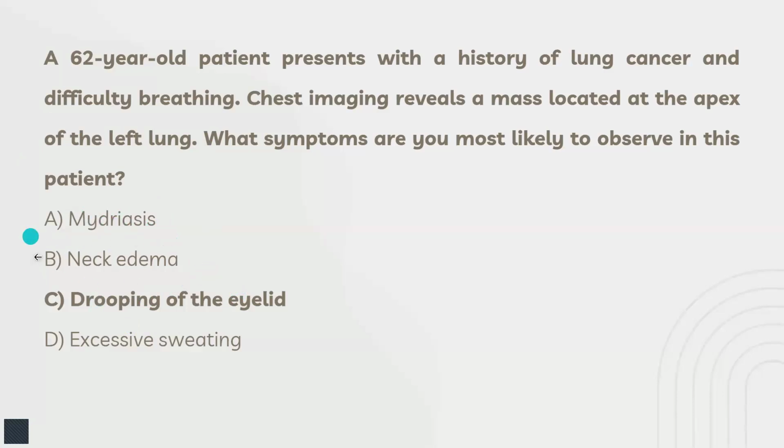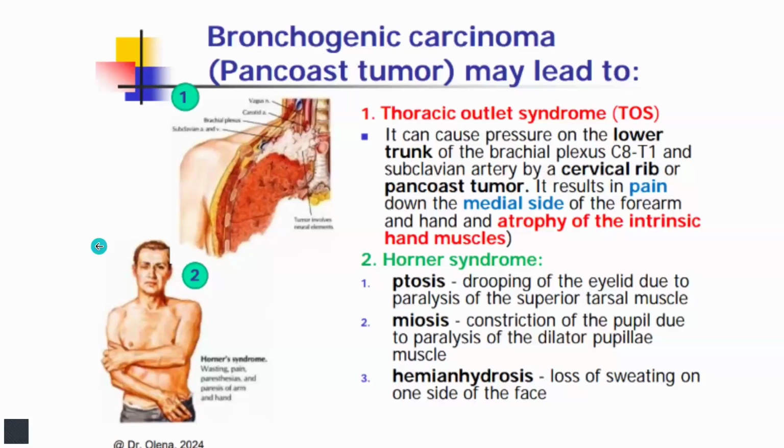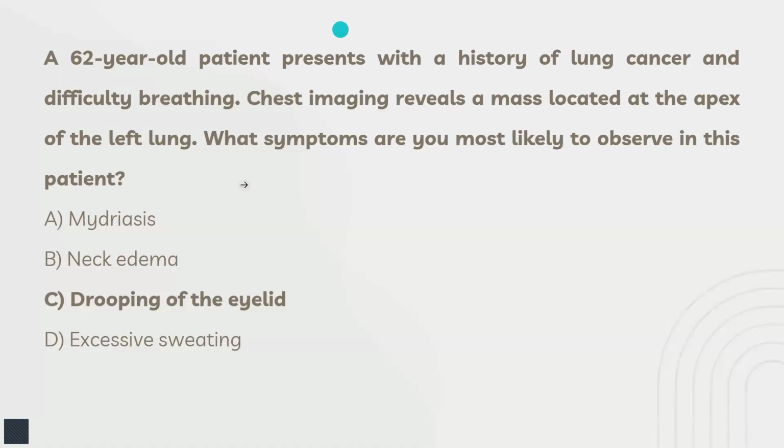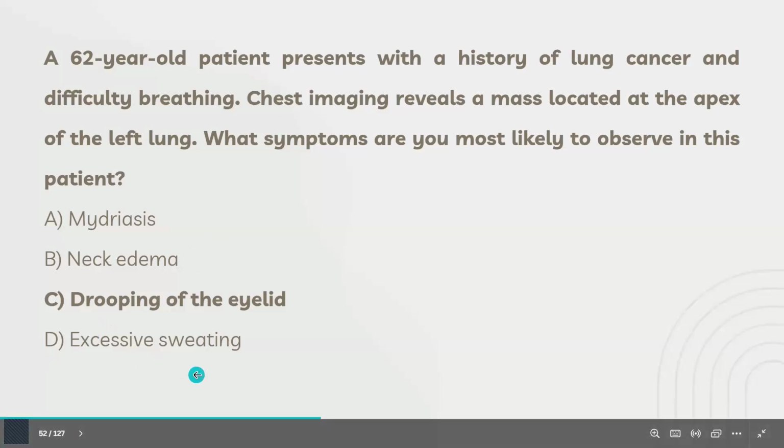You don't generally see neck edema even in thoracic outlet syndrome because you're compressing on the subclavian vein, which drains blood from the arm. So you see edema in the arm, not the neck. And excessive sweating is also a sympathetic response. And yeah, so that's it.